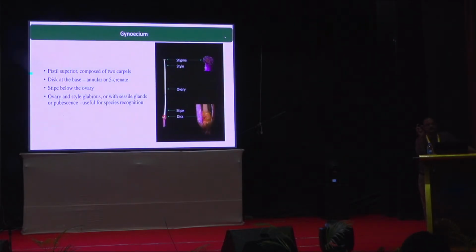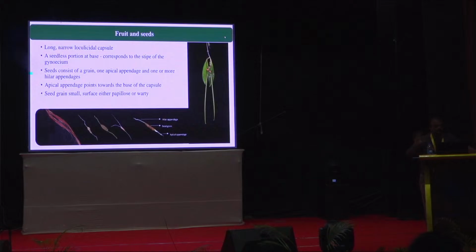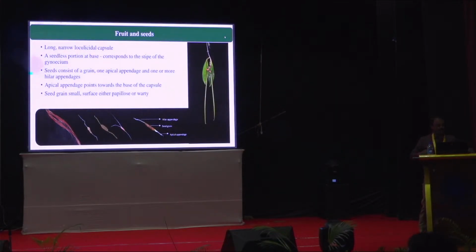We can see at the base of the gynoecium there is a 5-lobed annular or 5-crenate type of disc, and below the ovary there is a style present that is also retained in the fruit. The ovary and style are glabrous, or with sessile glands or pubescence. And the fruits, as I said, are very diagnostic for identification at the species level, and they are long and narrow and locally seedless. The sterile portion of the ovary is developed into a seedless portion at the base, corresponding to the site of the gynoecium.